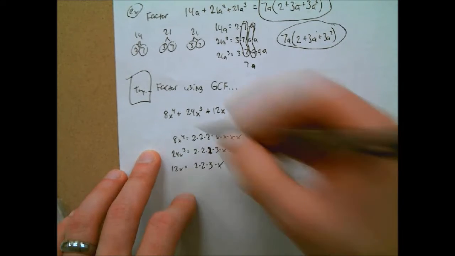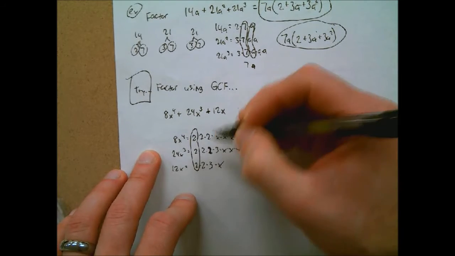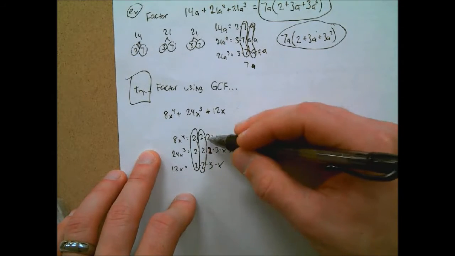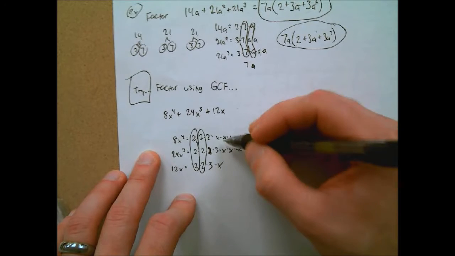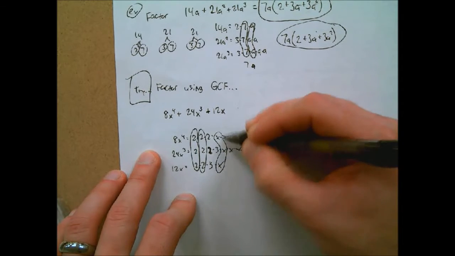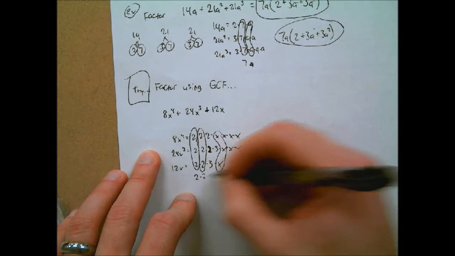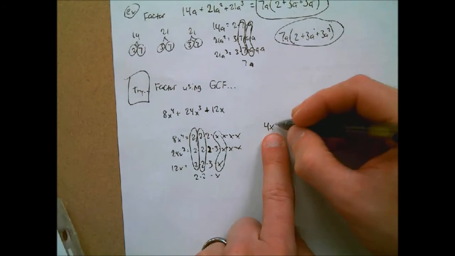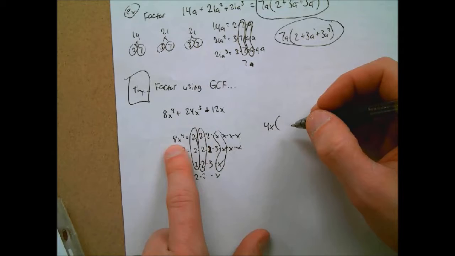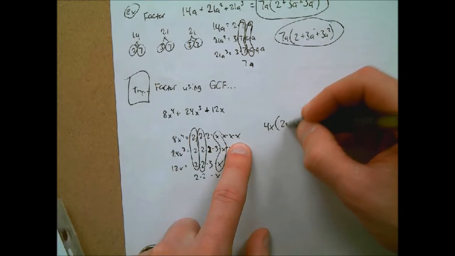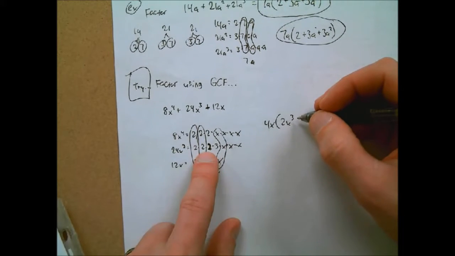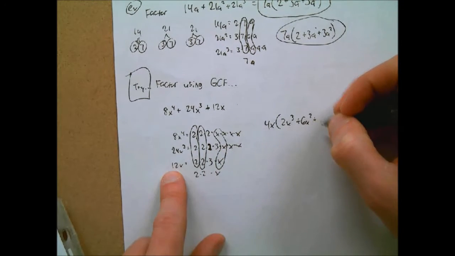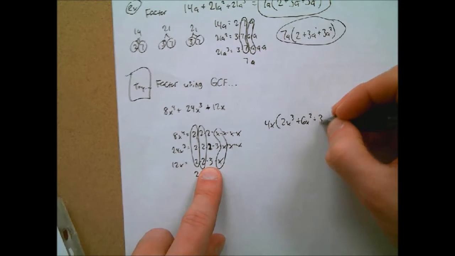And so we have a triple of 2's, another triple of 2's. No more 2's, no more 3's that we can do. We have one triple of x's that we can do too. So we have 2 times x, which is 4x, is our GCF. And then what's left over? From the 8x to the fourth, we've got 2x to the third. From the 24x cubed, we have 6x squared. And from the 12x, we have, well, just a 3. And there's our answer.